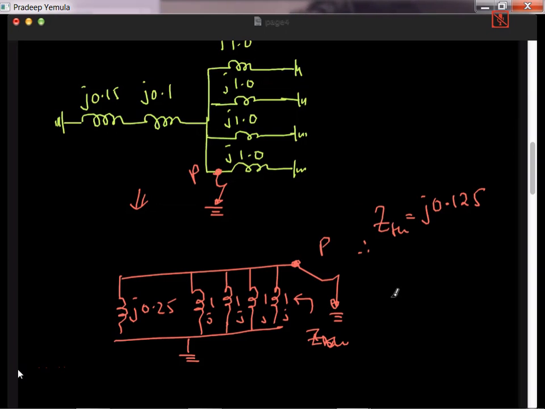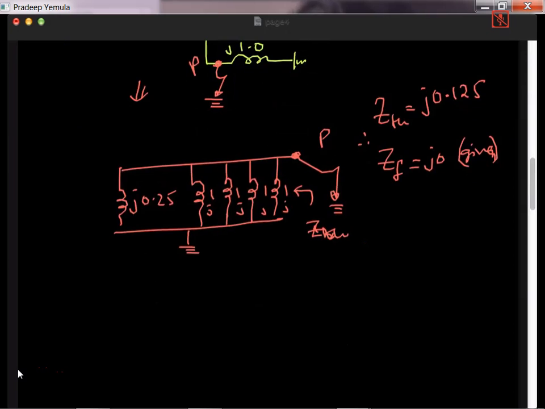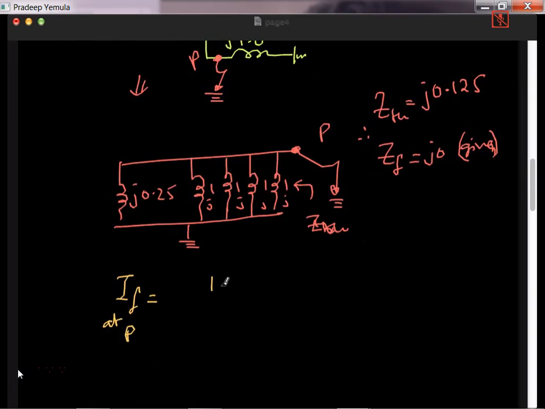Now once I have the Thevenin's impedance, what is the fault impedance? That is J0 given. It's a short circuit. So therefore I can now find the fault current. So fault current at point P will be nothing but 1 per unit divided by Thevenin's impedance, J0.125. So this will be minus J8.0 per unit. So 8 times the rated current will be the fault current.